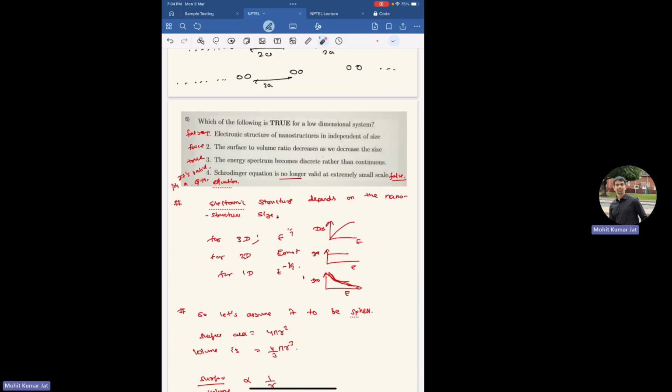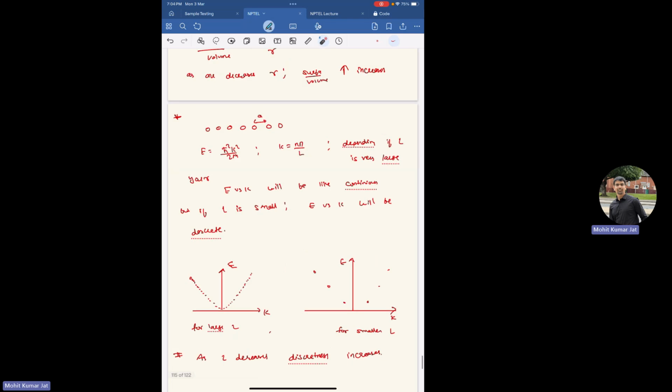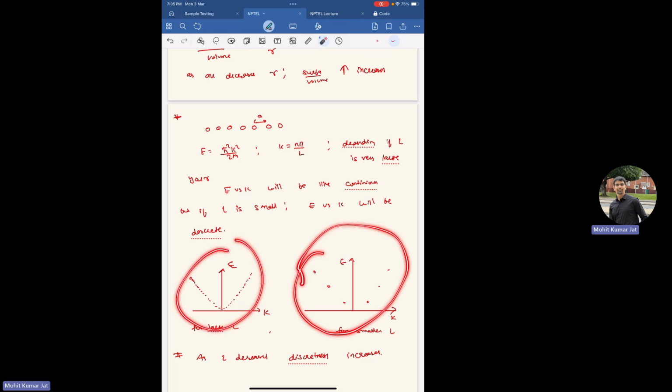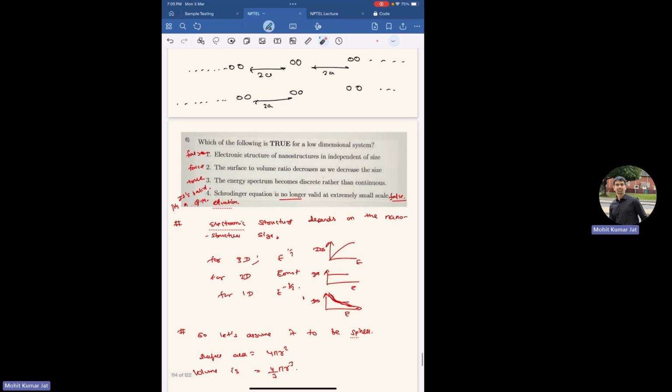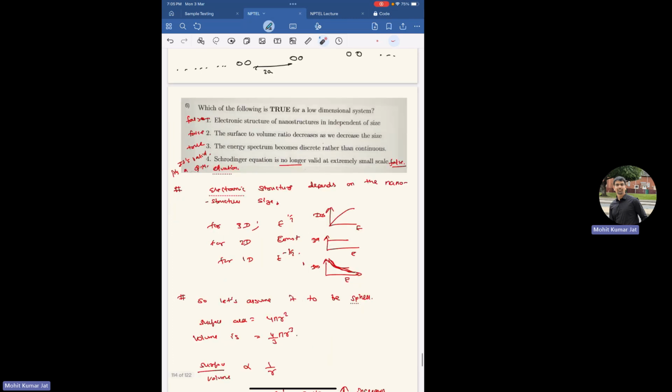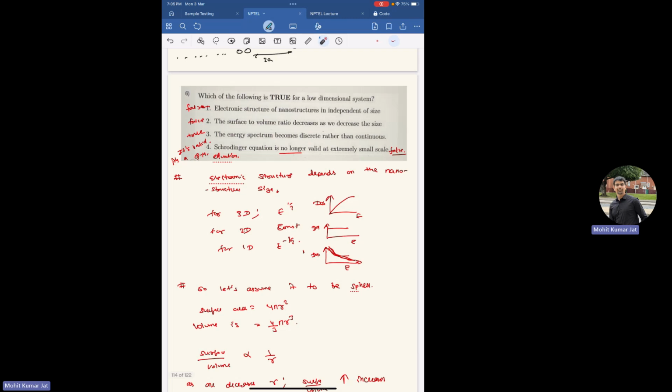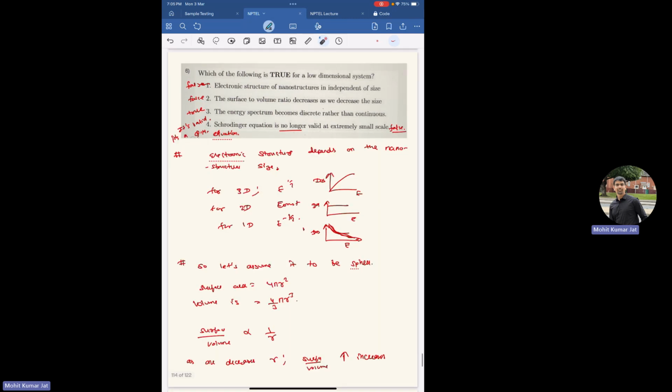The energy spectrum becomes discrete rather than continuous. Okay, we showed that the k is n pi by L, and as one decreases the L, the dispersion becomes more discrete. Here it was more on the continuous side. So yes, this is true. The correct answer is 3. And the fourth one is Schrodinger equation is no longer valid at extremely small scale. No, it is actually valid at extremely small scales because it's a quantum mechanical equation.